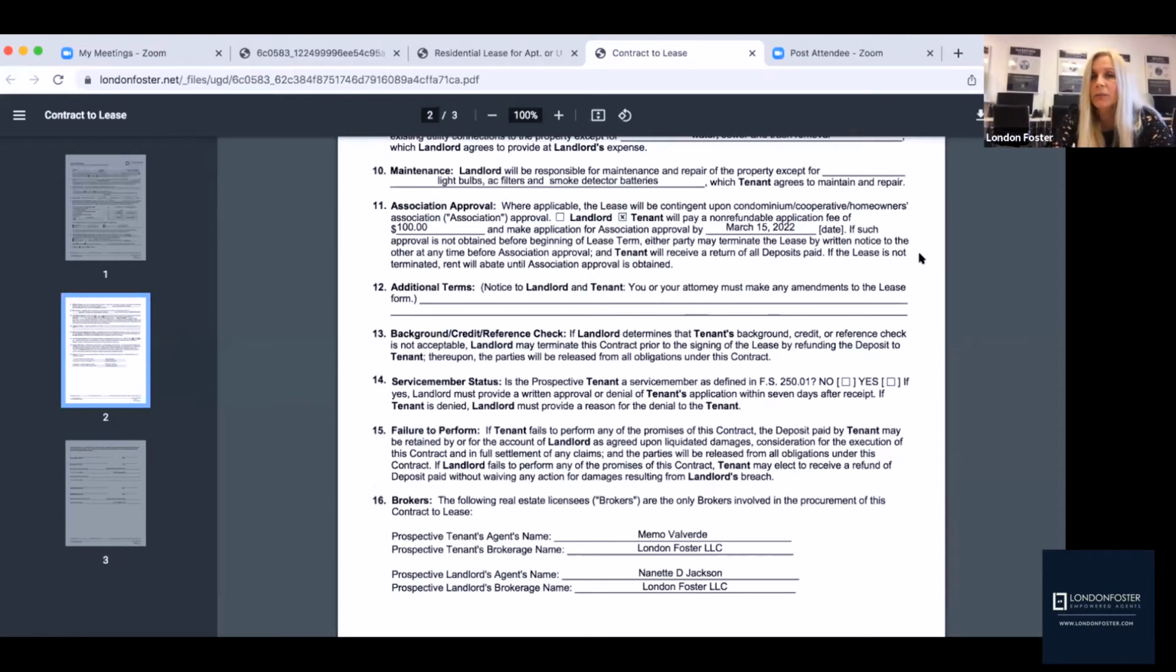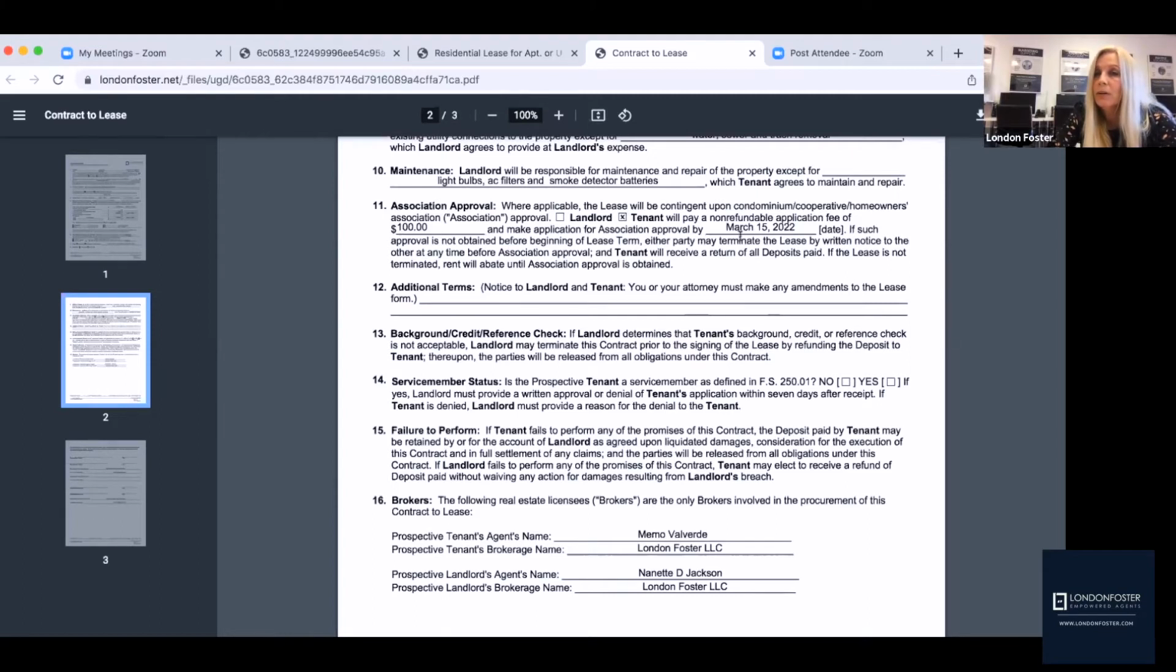You need to check again with the association, which we've already gone over. The tenant will pay a non-refundable application fee. Make sure the tenants know that if they do not get approved, that money does not come back to them. That money is used by the association to do their background search, their criminal background check if they do that, and to do their services to approve the tenants. So that is non-refundable.